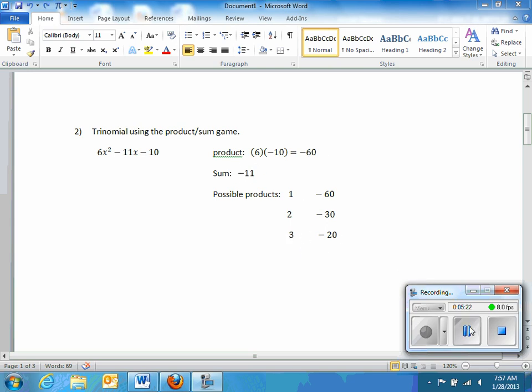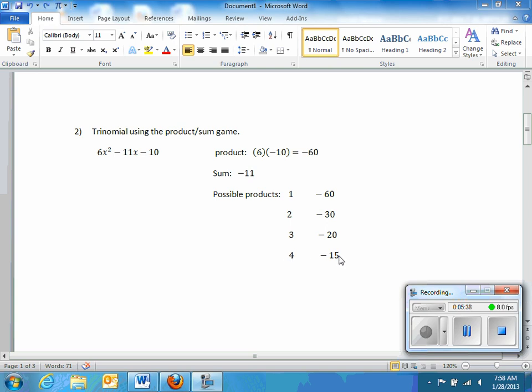Let's try again. We finally found our two numbers. 4 times negative 15 is negative 60. 4 plus negative 15 is negative 11. So these are the two numbers that will help us finish the problem. All right, what are we going to do with these two numbers?